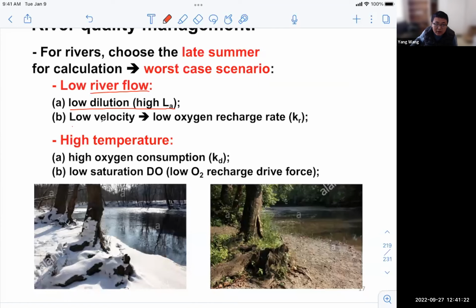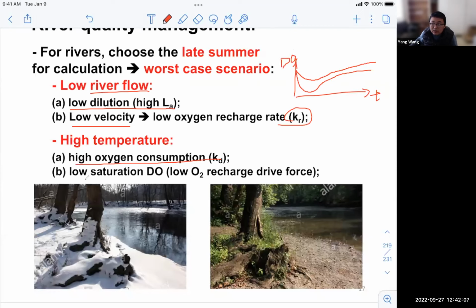And also during the summertime, you have a lower velocity. If you have a lower velocity, then the recharge rate or the reaeration rate is going to be lower. And also during the summertime, you have a higher temperature, and the higher temperature corresponds to a higher oxygen consumption. So if you draw the DO Sag curve, your oxygen is going to be consumed at a faster rate, and then it's going to come back. As compared to wintertime, the deoxygenation rate is going to be lower, and then you have a more rapid increase of the dissolved oxygen.